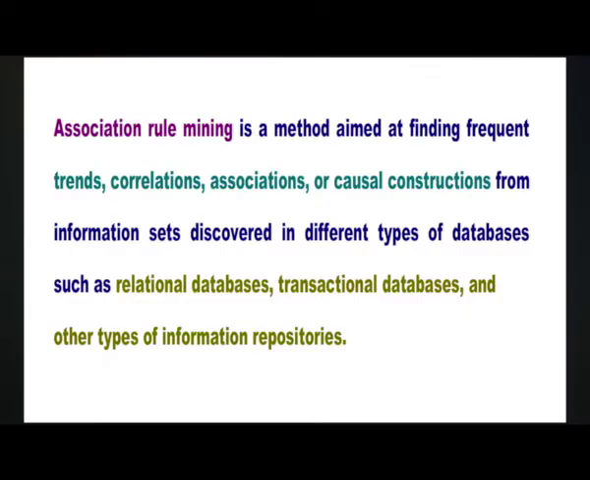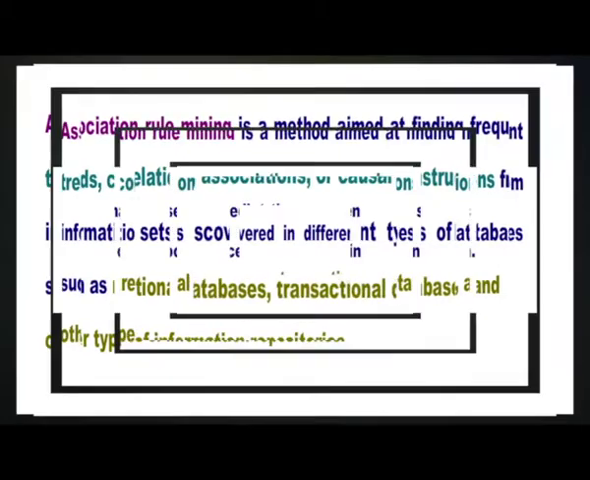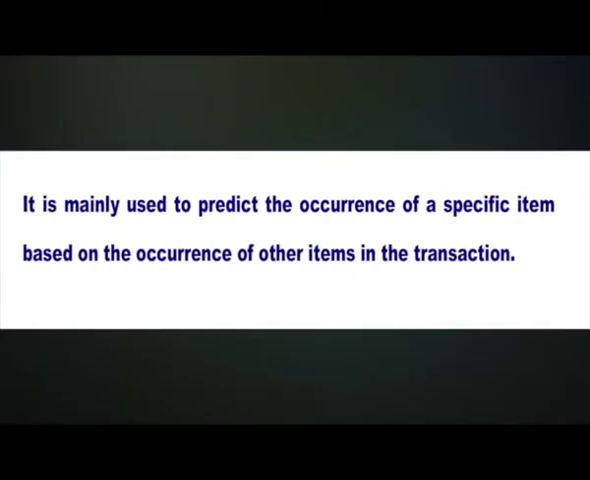Association rule mining is a method aimed at finding frequent trends, correlations, associations or causal structures from information sets discovered in different types of databases like relational databases, transactional databases and other types of information repositories. The main use of association rule mining is to predict the occurrence of a specific item based on the occurrence of other items in the transactions.